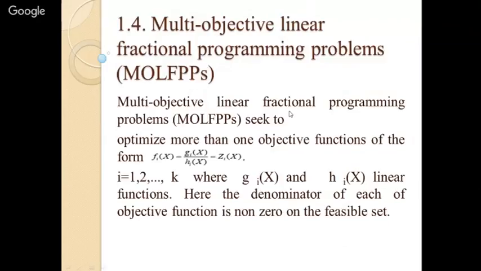A multi-objective linear fractional programming problem seeks to optimize more than one conflicting objective function of the form f_i(x) = g_i(x) upon h_i(x). It is in fractional form. It means the objective functions are in the form of a linear fraction, where g_i and h_i are linear functions. Here we assume that the denominator of each objective function is non-zero on the feasible set. This is an important assumption we need to take before defining multi-objective linear fractional problems, because when the denominator becomes zero, the objective function gives an infinite value at that point, and the problem will not have an optimal solution.